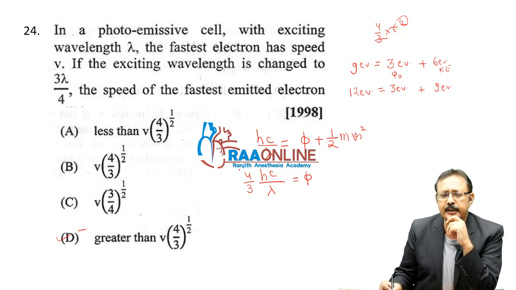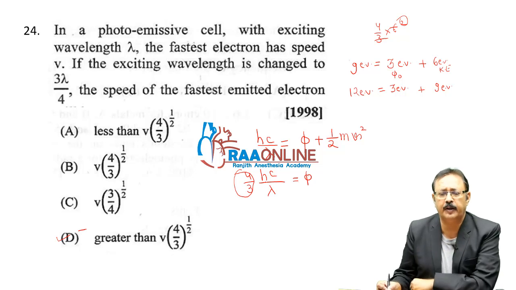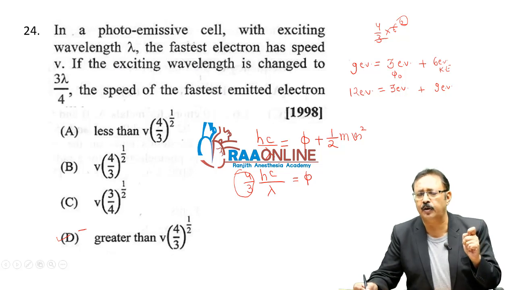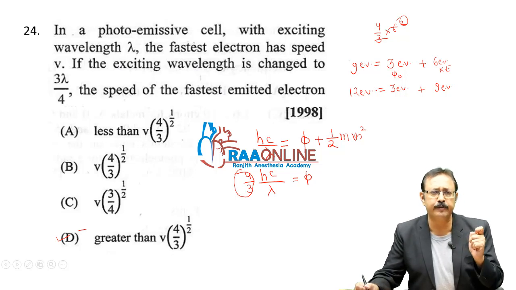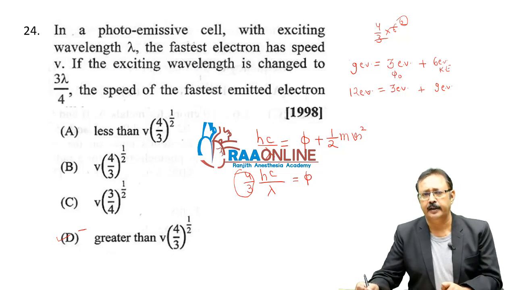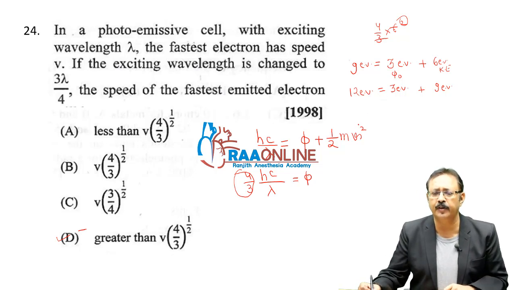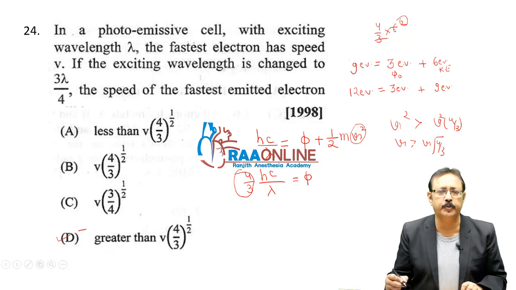You are increasing the input by 4 by 3 of the previous value. Since the work function is constant, the energy received by the electron as kinetic energy should increase by more than 4 by 3. Since we are talking about v square, v square should be greater than 4 by 3 times the previous value. So v should be greater than v into root of 4 by 3. So we will go with option D.